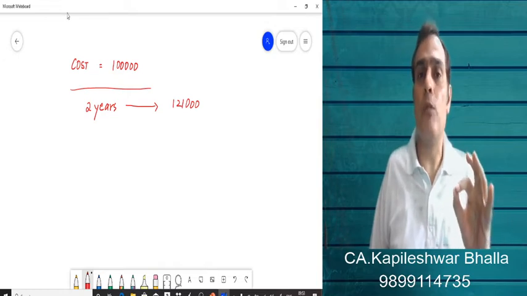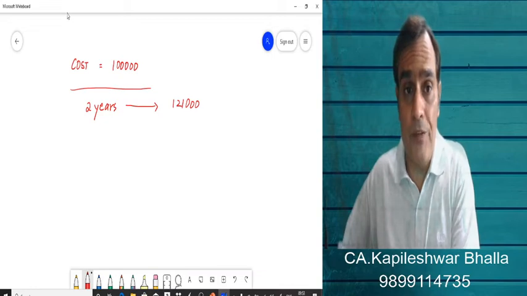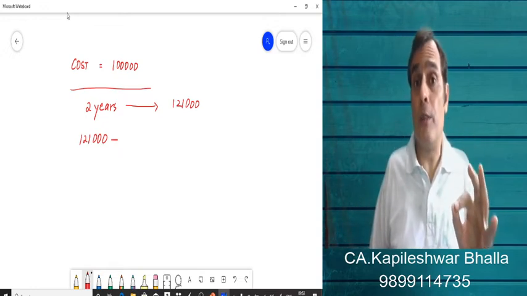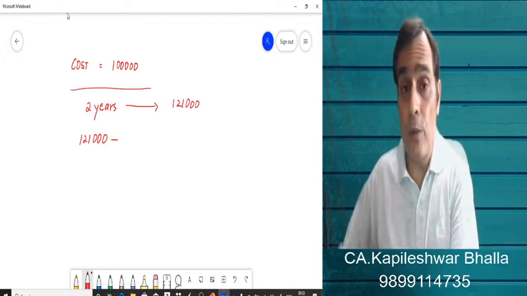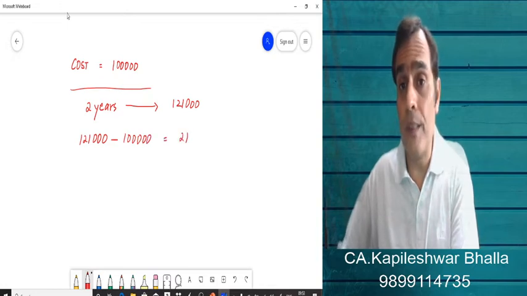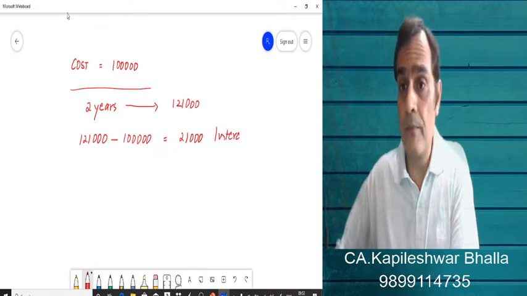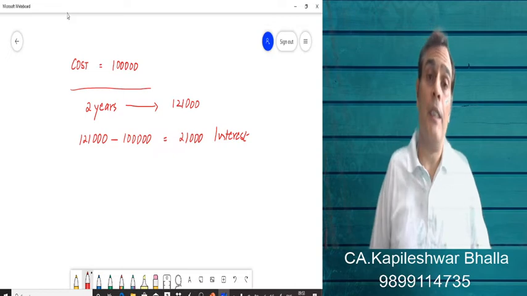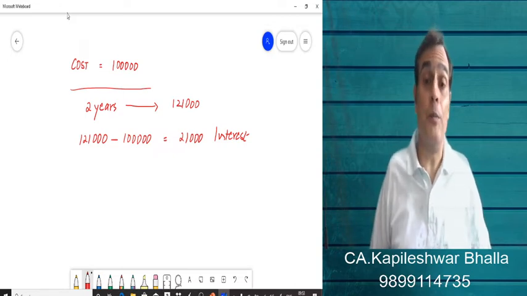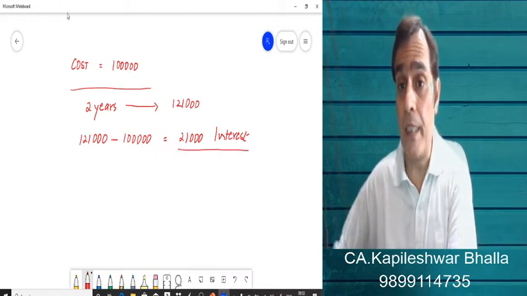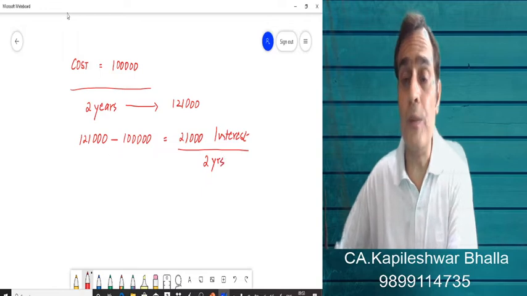Now, if you look at the language which is used in para number 18, it very clearly says the difference between the amount paid. In my example, the amount paid is 1,21,000. And it says the difference between the purchase price on a normal credit term. In my example, if you buy it on a normal credit term, that's 1 lakh rupees. So we can say the difference, 21,000, is nothing but the interest. It is supposed to be the finance charge, the finance cost, or the interest which is going to be spread over the period of 2 years. So this interest is going to be spread over the period of credit. That means we're going to spread it over a period of 2 years.